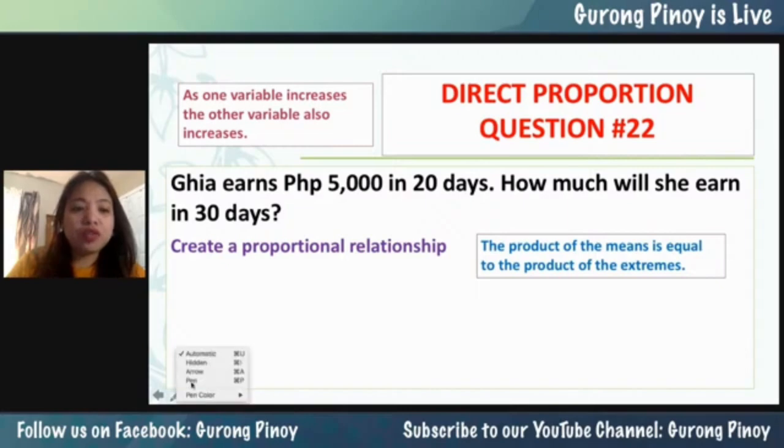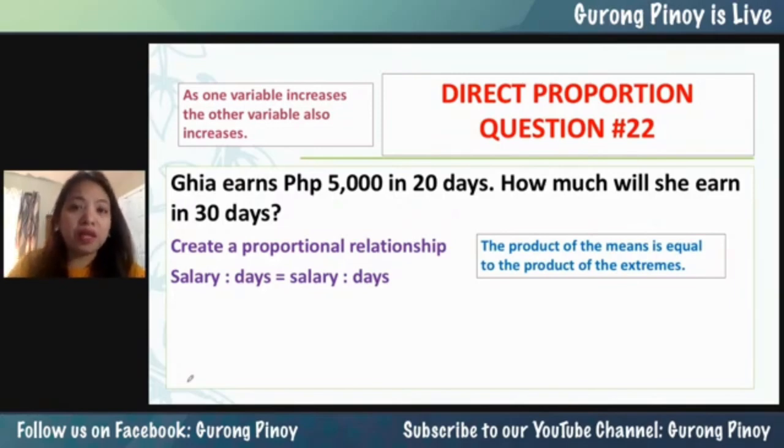Okay, so the first thing that you need to do is to create a proportional relationship. What are the two units that we are talking about or comparing? So, we are comparing the salary and the number of days. So, ito yung gagawin natin. If it is direct proportion, write salary, days. Okay? So, each part, itong mga nasa kaliwa, si salary colon days, ay tinatawag natin ratio. This is what we call ratio. And we know that proportion is equality between two ratios.